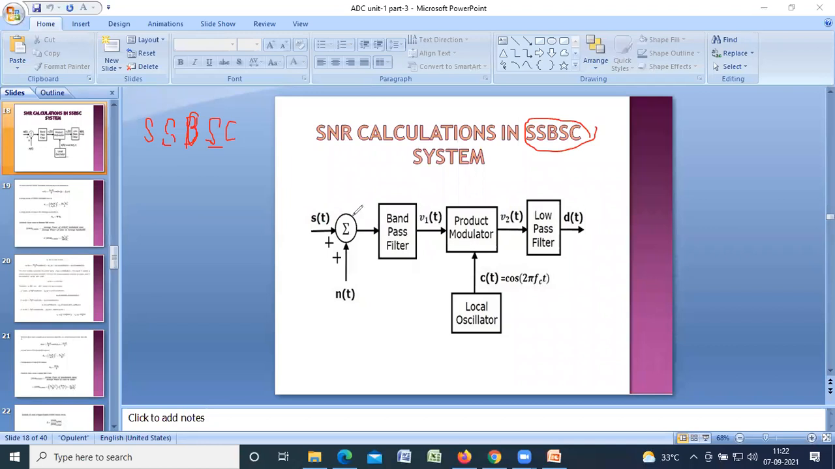Now see here. In this system, S of T is your wave, that is single sideband suppressed carrier wave. N of T is your noise signal. They both mix up and then this output is given as an input to the band pass filter. What will it do?